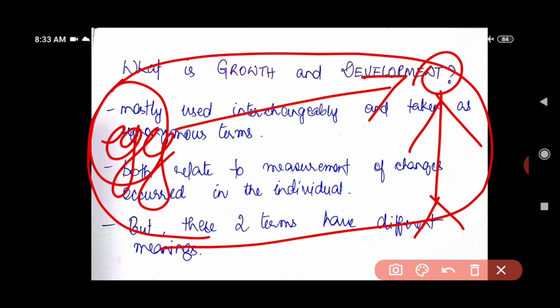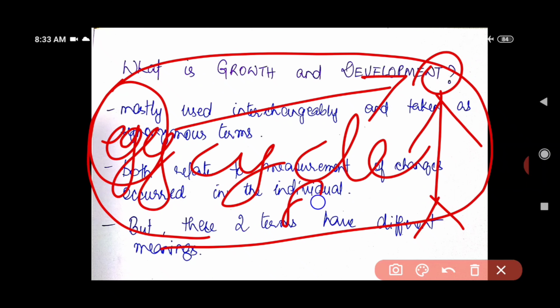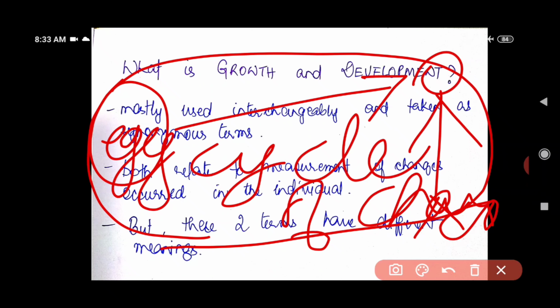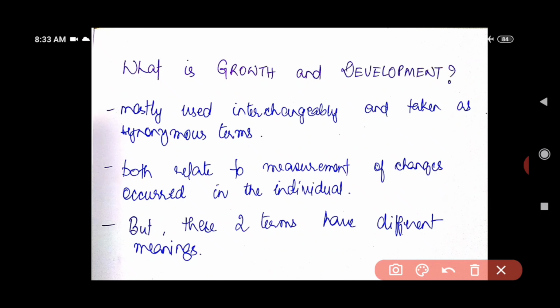So in this process, he undergoes a cycle of changes, okay? So these changes are brought about by the process of growth and development. It can be in various dimensions like physical, mental, emotional, social, etc. But these two terms have different meanings. So let us learn about these different meanings of growth and development.